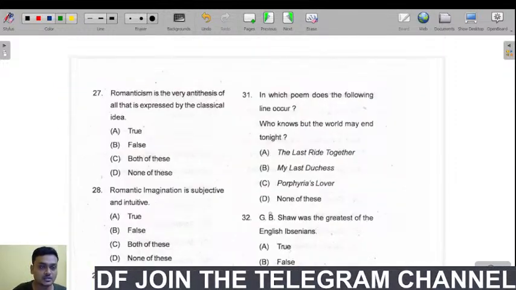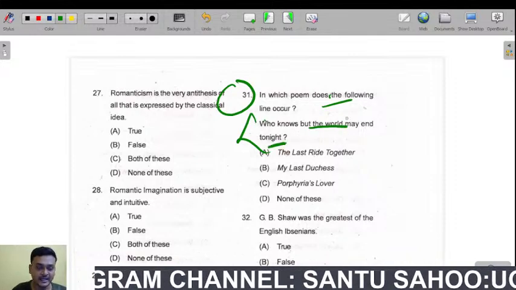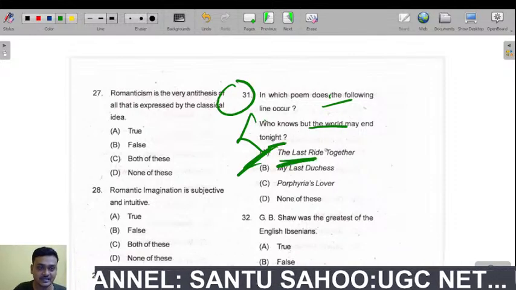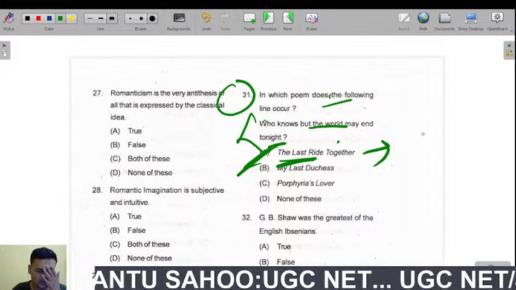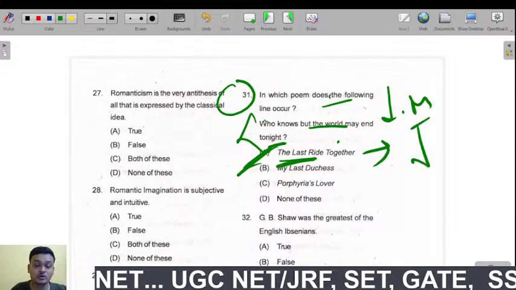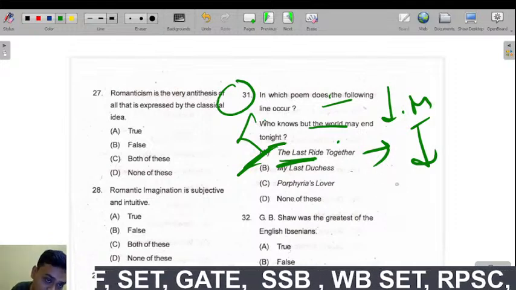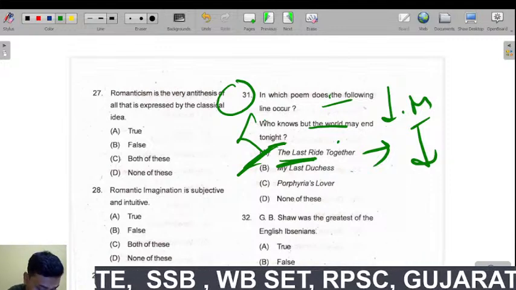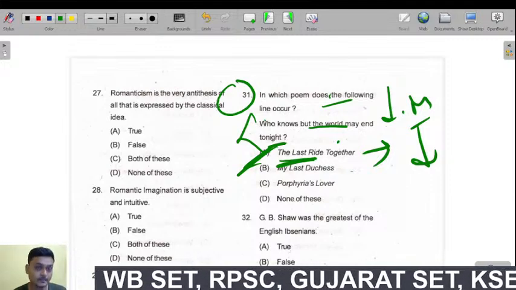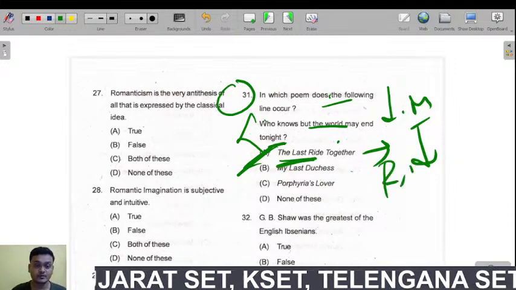Question 31. In which poem does the following line occur? Who knows but the world may end tonight. These lines occur in The Last Ride Together, a dramatic monologue by Robert Browning.